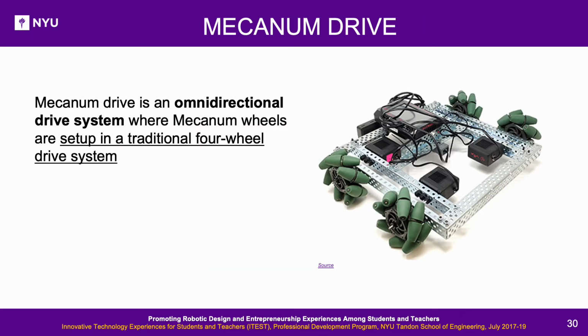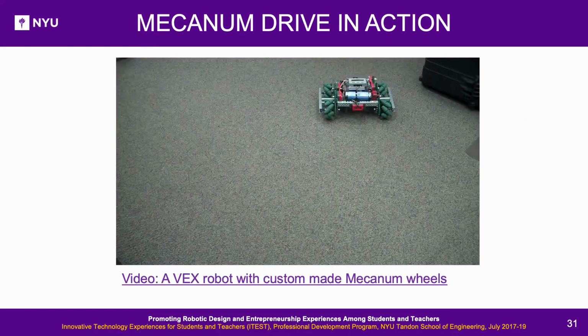Mecanum drive. Mecanum drive is a type of omnidirectional drive system, where the mecanum wheels are set up in a traditional 4-wheel drive system. Mecanum drive in action. This video shows a VEX robot with custom-made mecanum wheels.